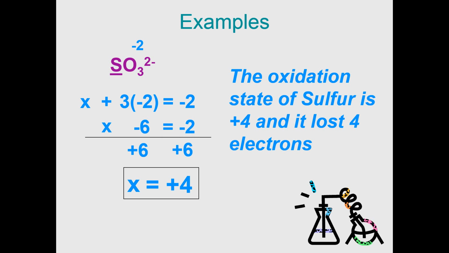So that positive 4 tells us that the oxidation number for sulfur is positive 4, and that means in the reaction, in creating this bond, 4 electrons have been lost through that process.